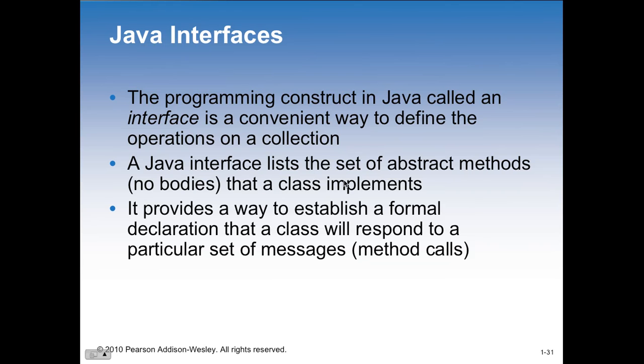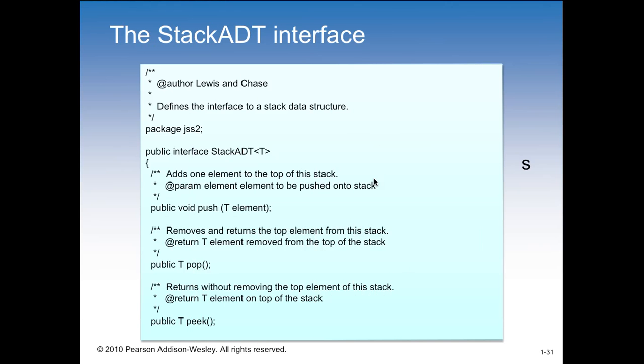A Java interface lists the set of abstract methods, no bodies, just the abstract methods that the class implements. It's kind of like the specification for the class without the implementation. It provides an easy way to establish a formal declaration of the class, which will respond to particular sets of messages or method calls.